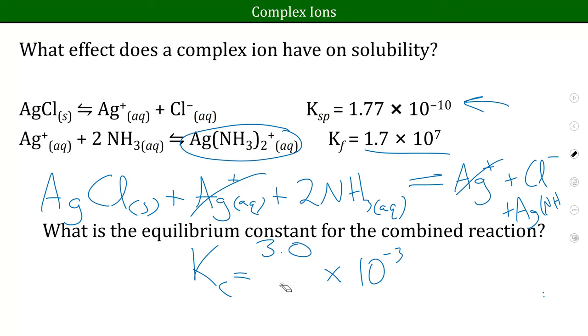That's a much different K value for silver chloride in pure water. Silver chloride in pure water has a KSP of 10 to the minus 10. Now all of a sudden we're at 10 to the minus 3. We increased the solubility by a pretty significant factor here, right? Of course, it's hard to just look at the K values because we also have a more complicated reaction now, right?